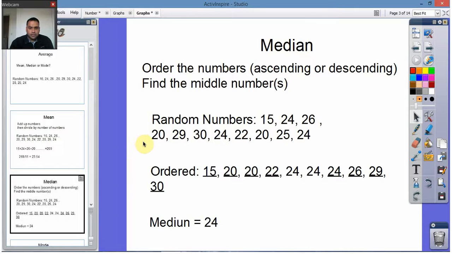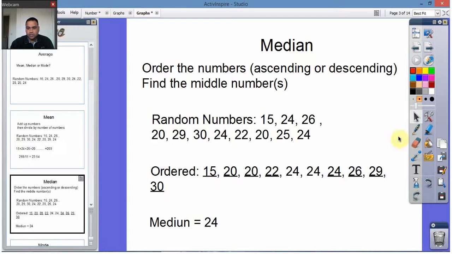The median. In order to find the median of the numbers, what we need to do is order these random numbers in ascending or descending order. So we've got 15, 20, 22, 24, 24, 24, 24. We've got 3 24s, 26, 29, 30. So can you see they're in order?